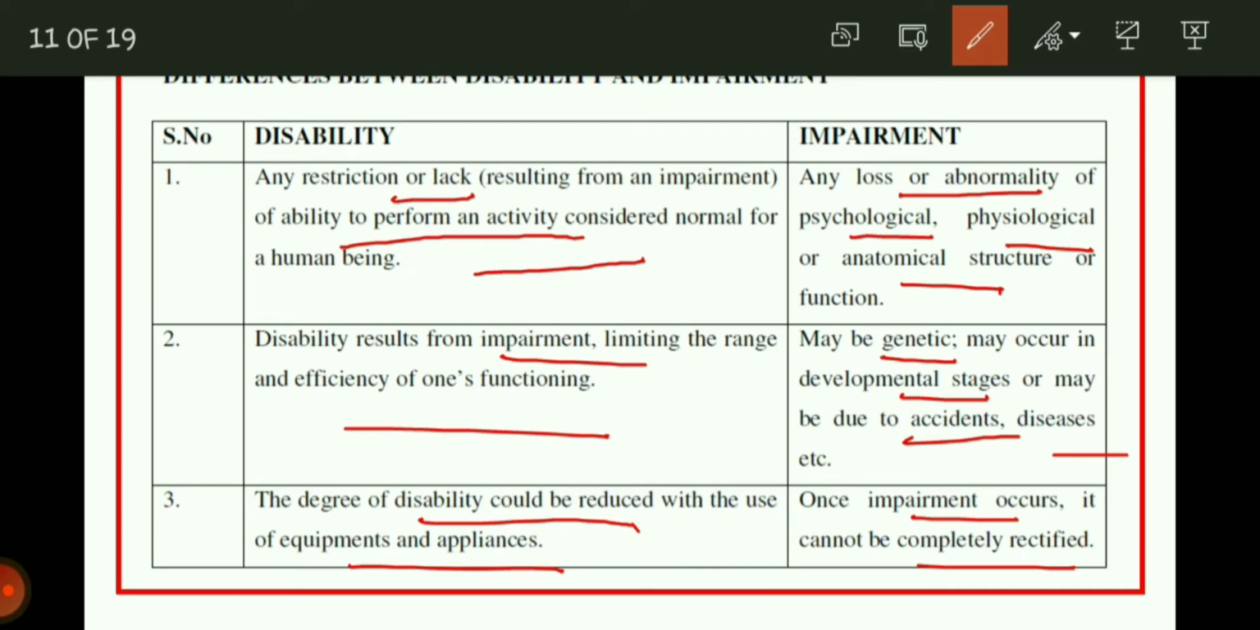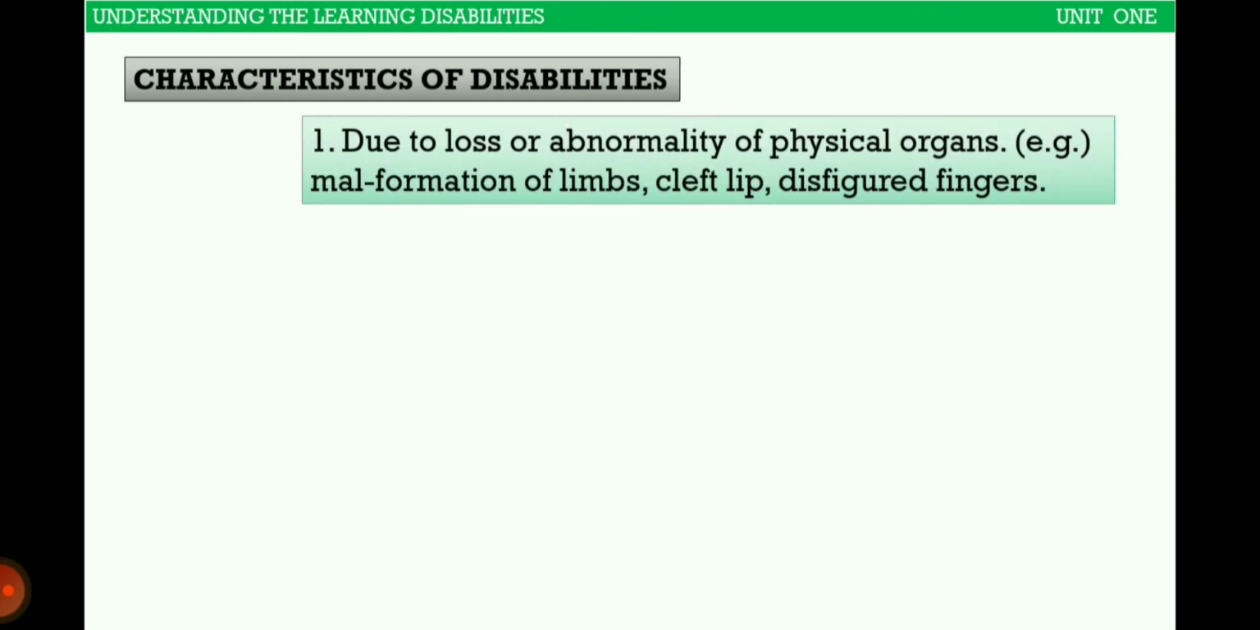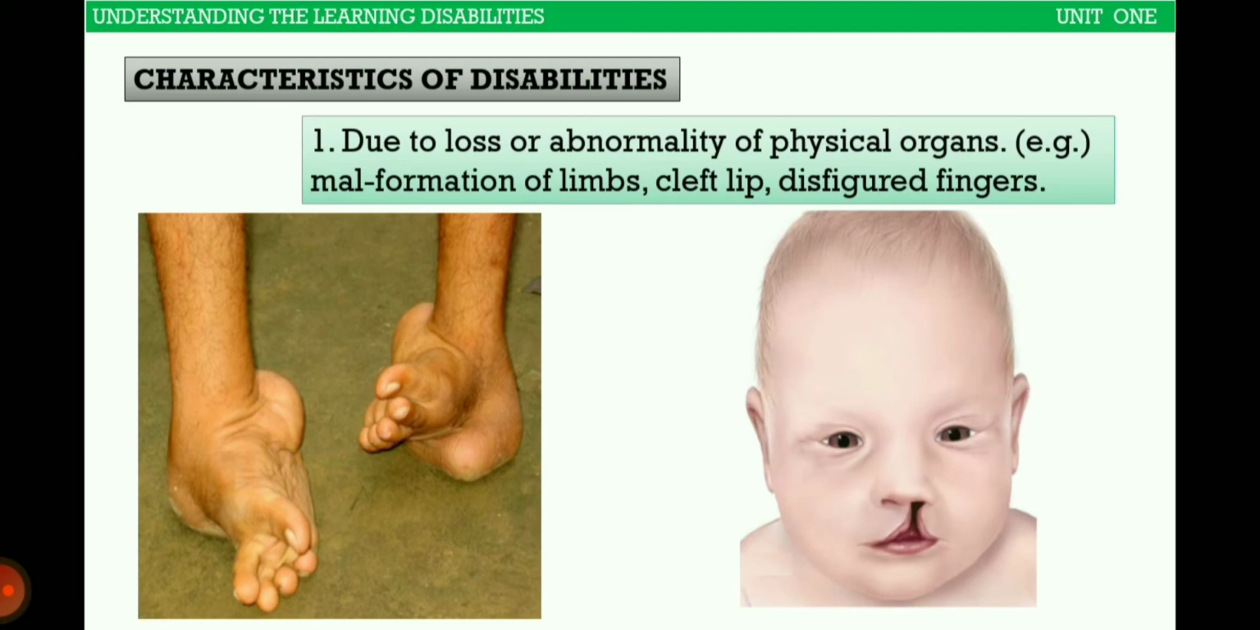But on the other side, disability could be reduced with the help of equipment or appliances. I hope you got the clarity on the difference between disability and impairment. Now we will be seeing the different characteristics of disabilities. The first one is due to loss or abnormality of a physical organ, like malfunction of limbs, cleft lips, disfigured fingers. You can see this abnormal formation of limbs in the picture, and cleft lips.